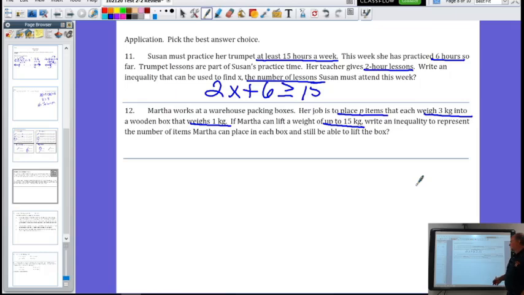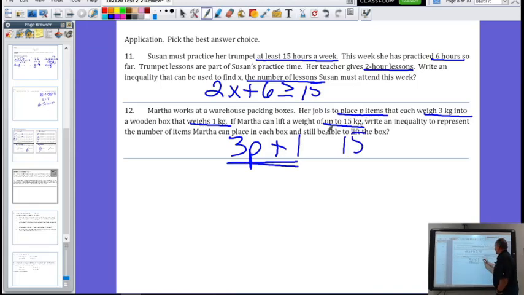Okay, so in the box, we know that we're going to be placing P items in the box, and each of those items are going to weigh 3 kilograms, plus a 1 kilogram box, and this amount right here has to be up to 15 kilograms. It can be 15, but it would better be lower. Okay, so we get the 15, and this side right here has to be less than or equal to that 15, in order for her to be able to lift it. So that's the inequality that we would use to represent number 12.